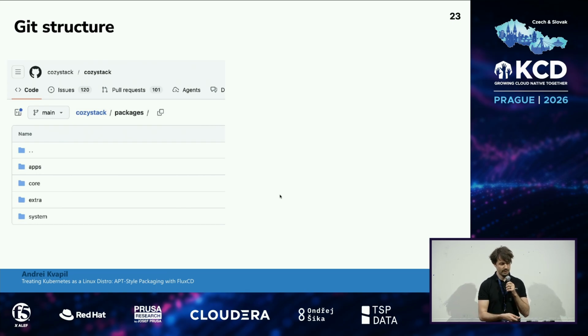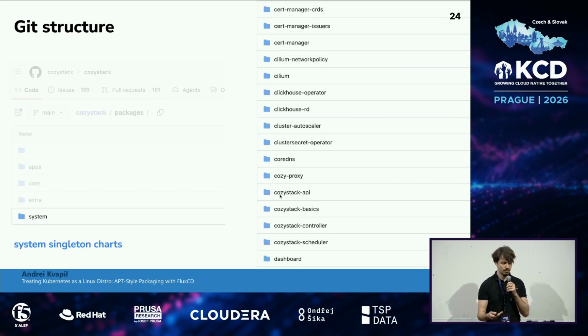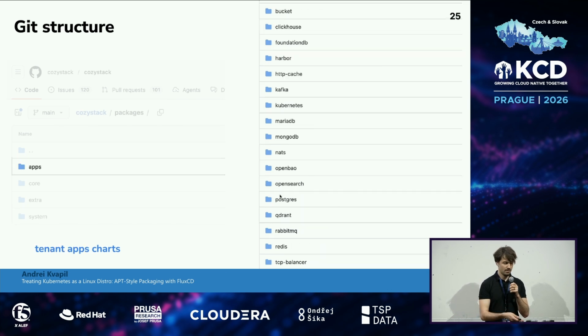Inside of this monorepo, we have a few groups of packages. First are system singletons. You can see components like Cilium, Cert Manager, ClickHouse operator, and things like that. These are components which get installed in the system once, on a system level. Then there are apps, which are also Helm charts. They define the user API to order specific services. For example, if a user wants Postgres or Kafka, they have a specific YAML to install a specific instance in their namespace.